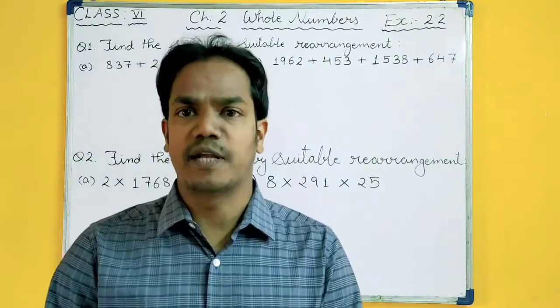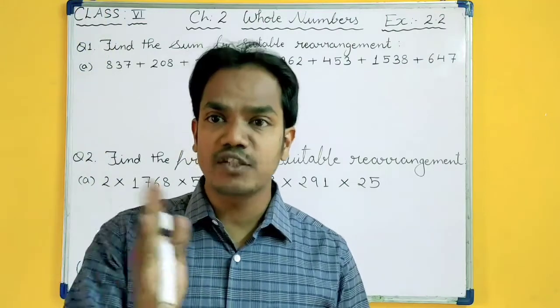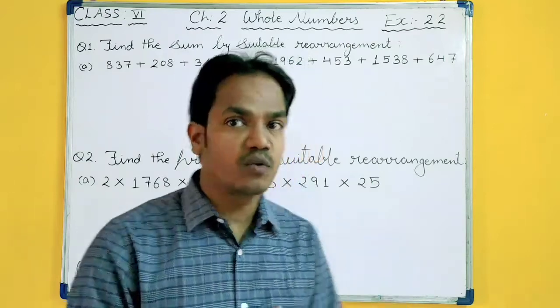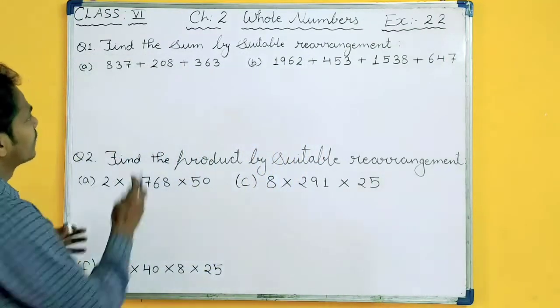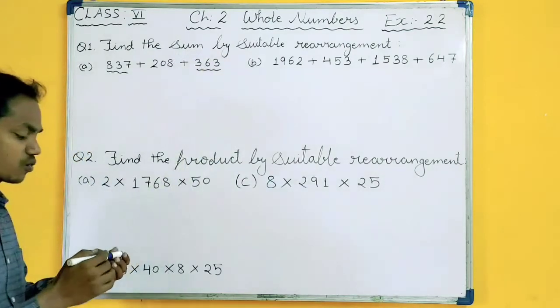So what is rearrangement? You will not directly find the sum of the digits. First you will arrange your values, then you will find the sum. Now how will you arrange your values? You will check the digits where you get the maximum zeros.